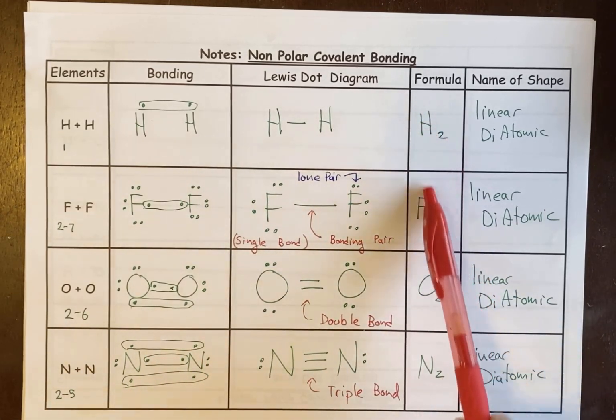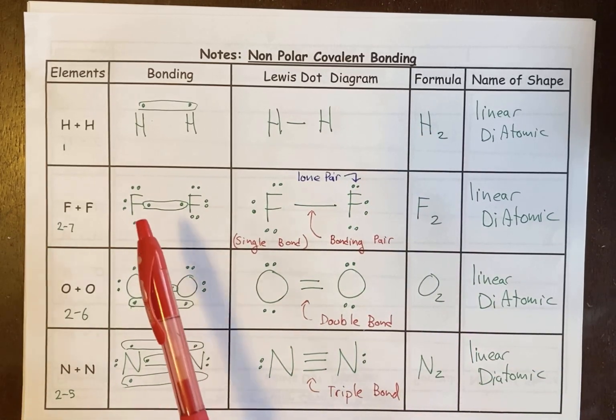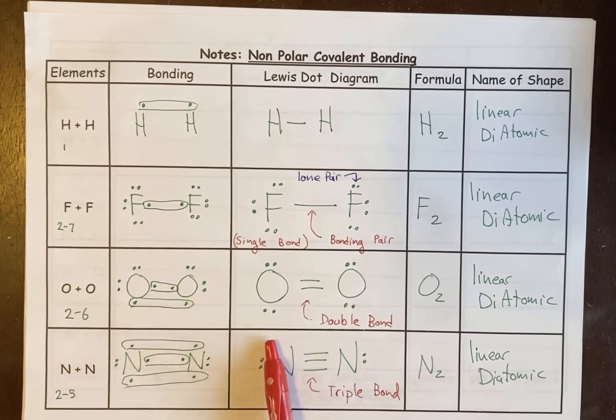So if you just look at the formula, they all look like basically the exact same thing. But then if you look at the bonding and the Lewis dot, there's a lot going on, and they are not 100% identical. So just be aware of that. In chemistry, a lot of things are really left for you to understand.